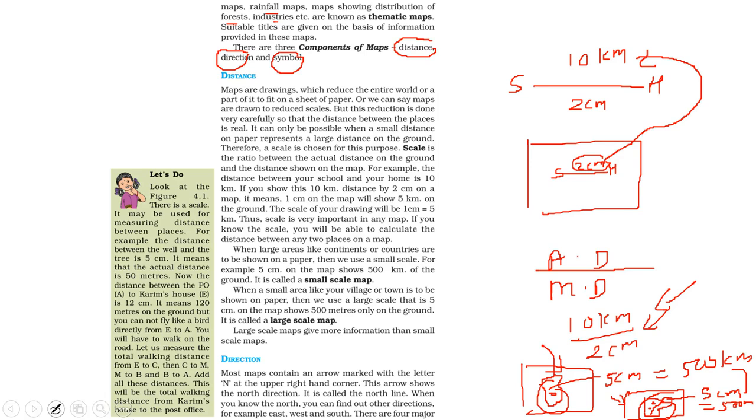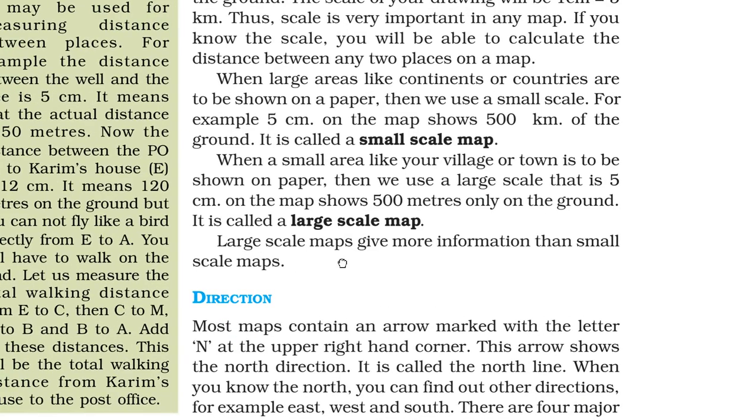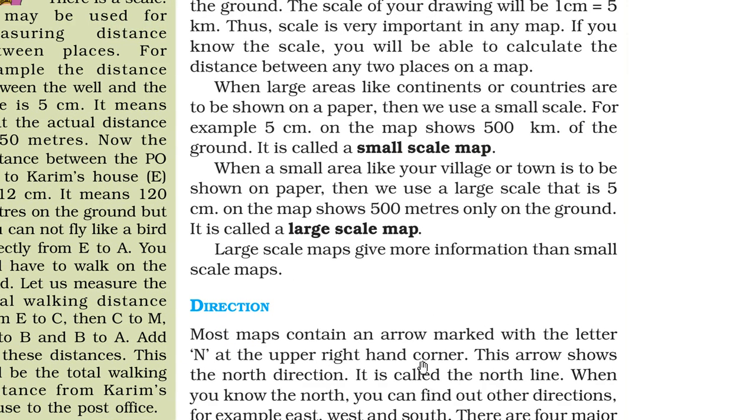Now we come to the second thing, which is the components of a map. The second is direction. Most maps contain an arrow marked with the letter N at the upper right hand corner. You'll see that. So this arrow shows the north direction. It is called the north line. So when you know the north, you can find out the other directions also. For example, if you know north, you can find out east, west and south.